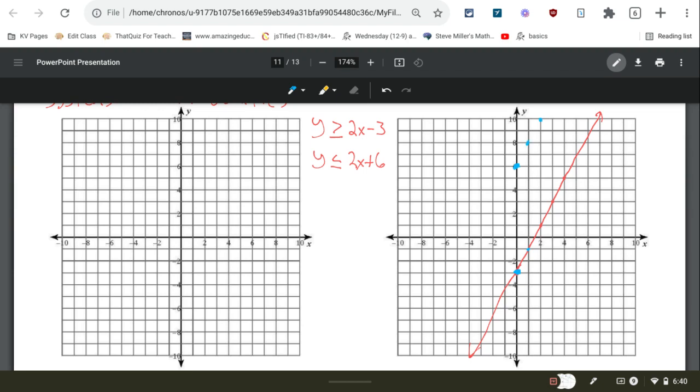So these are kind of special because they're parallel, right? They both have a slope of 2. All right, connect the dots. Perfect. Something like that.